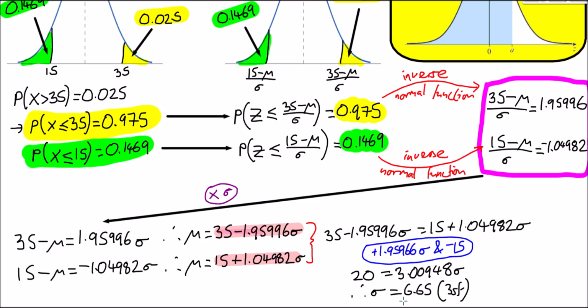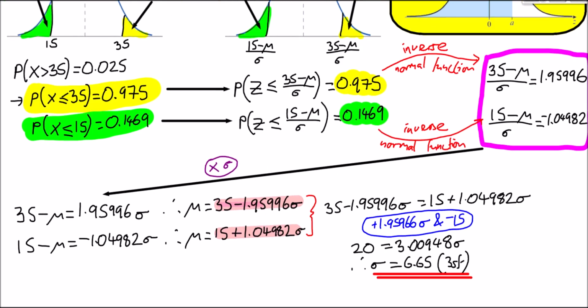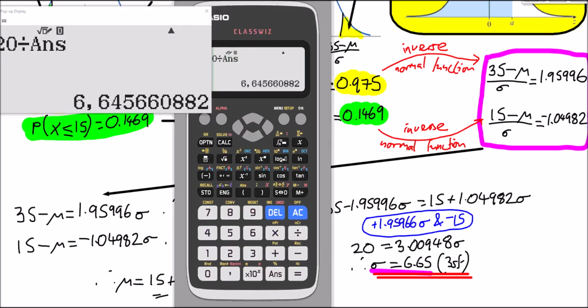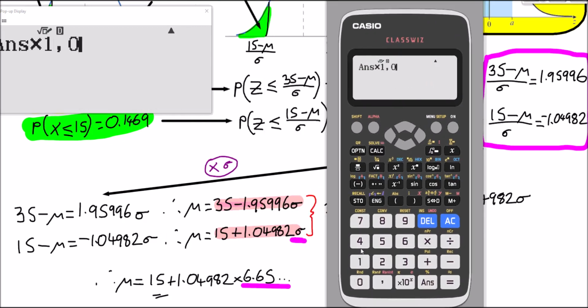And now I've got that, I can substitute that back in to find mu. So now I know what sigma is. I can sub this into sigma here, for example, to find what mu is. So therefore, mu, the mean, is going to be 15 plus 1.04982 lots of 6.65-ish, whatever answer I've got stored. So I take this 6.65 as it's stored, multiply that by 1.04982, and add 15 onto that. I get 21.97. So to 3 significant figures, that's 22.0.